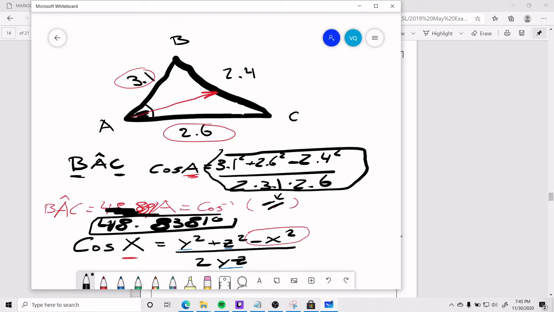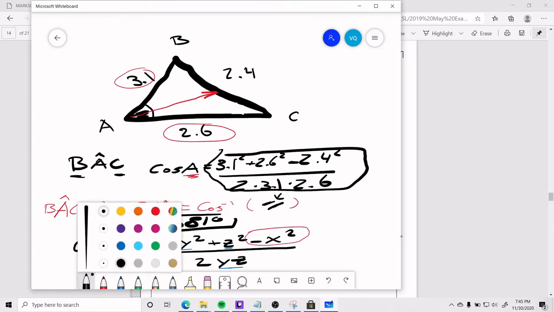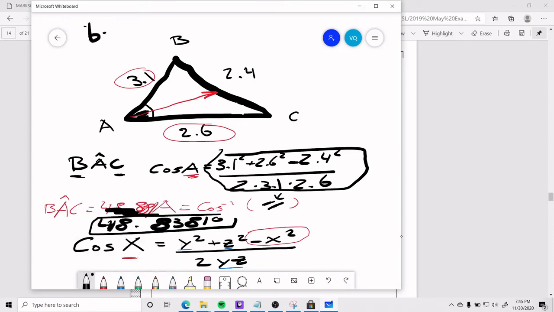Now, for part B, it gets a little more complicated because you need to find the actual area of the triangle. Now, our traditional way of finding the area is base times height divided by 2. Okay? And you could say we have a base. We have the base of 2.6. But do you think we can get the height right here? In some trigonometry problems, that is what you end up doing. But in this one, you actually can't.